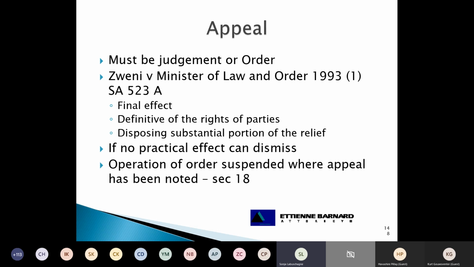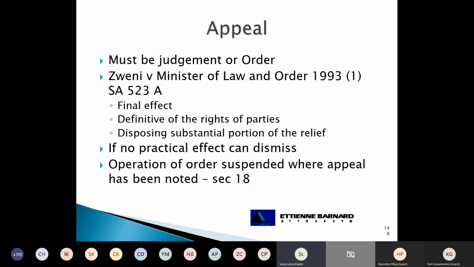So the court has said it's a final effect, it's got a definitive effect on the rights of parties, and it disposes of a substantial portion of the relief. If it has no practical effect, then the court will not listen to it. It's not going to do academic questions. We spoke about that matter earlier this morning of the Legal Aid Board. That was really an academic judgment because nobody was involved anymore, but the court was willing to assist the Legal Aid Board just to clarify the law. So they have the discretion to do that.